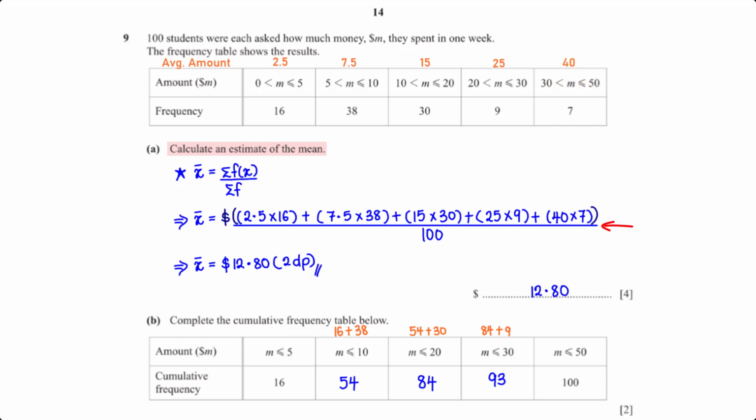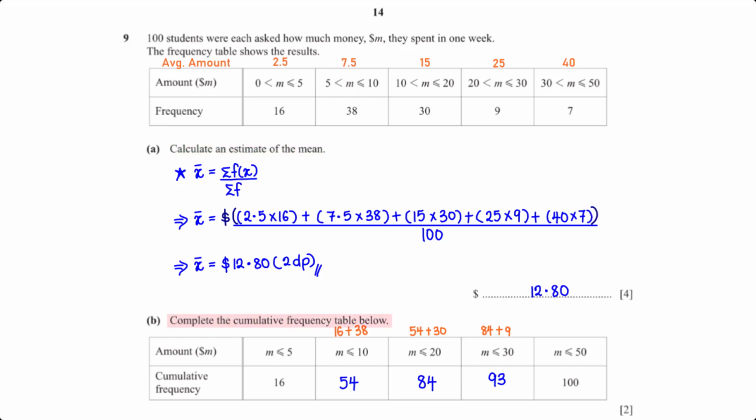And so for sigma f of x, we have 2.5 times 16 plus 7.5 times 38 plus 15 times 30 plus 25 times 9 plus 40 times 7, divided by the number of students, which is 100. When we type this into the calculator, we get $12.80 rounded to the nearest cent.